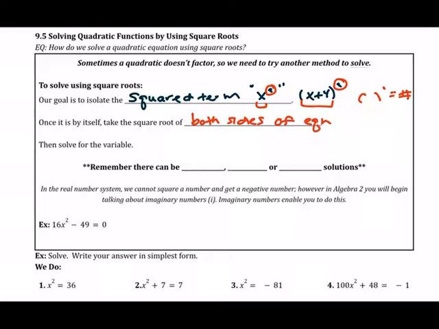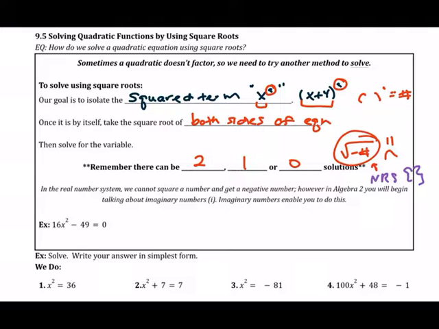And remember, just like when we solved by graphing and by factoring, there can be 2, 1, or 0 solutions. There could be 2 solutions, there could be 1 solution, or there could be no real solutions. In the real number system, we have told you that you can't take the square root of a negative number. In this section, when you get to a point where you're being asked to take the square root of a negative number, that is a hint that there is no real solution to this particular type of problem.